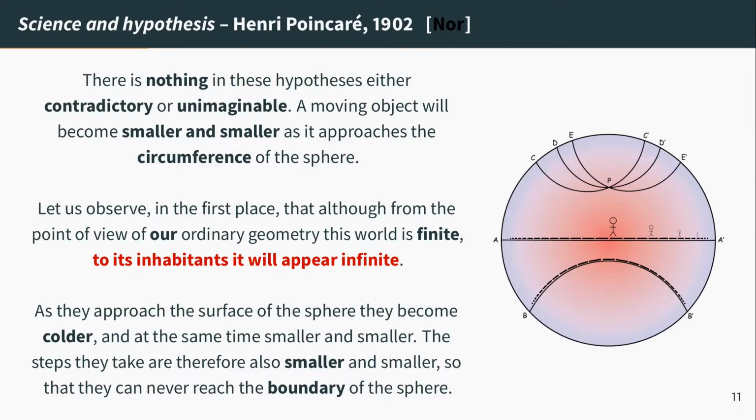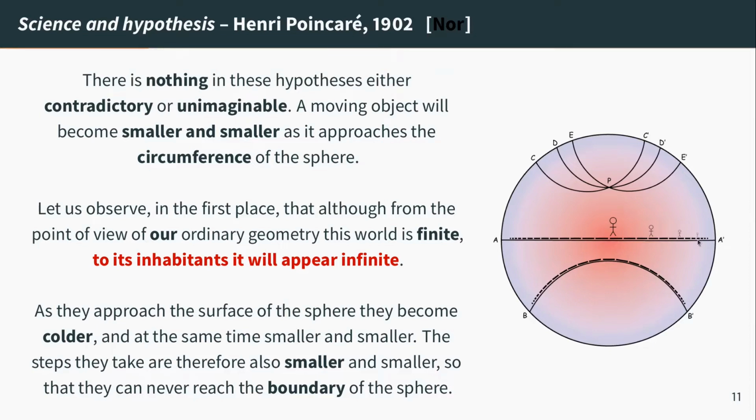So let us observe in the first place that although from the point of view of our ordinary geometry this world is finite, so for us the diameter is equal to 2 because it's just a unit disk, to its inhabitants it will appear infinite. We're going to make an integral and see that it's actually infinite, but just intuitively, you can see that it's likely to be true just because when people get closer and closer, they shrink very fast.